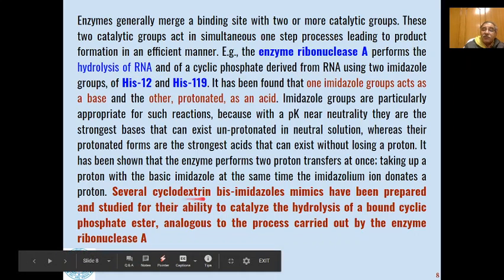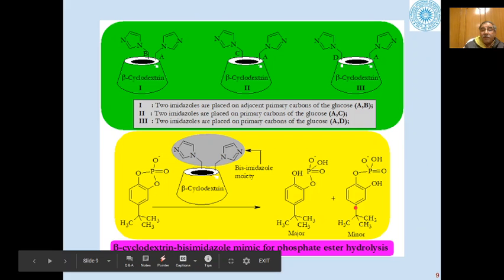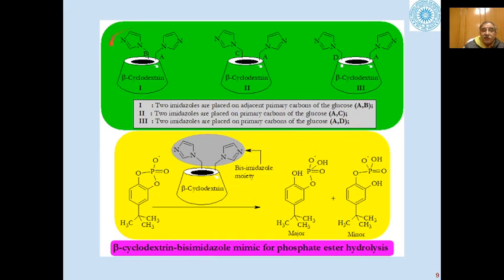Therefore, several cyclodextrin bis-imidazole mimics have been prepared and studied for their ability to catalyze the hydrolysis of cyclic phosphate esters, which is the same process carried out by enzyme ribonuclease A. So we can see over here there are different combinations which can be used for these types of enzyme mimics.